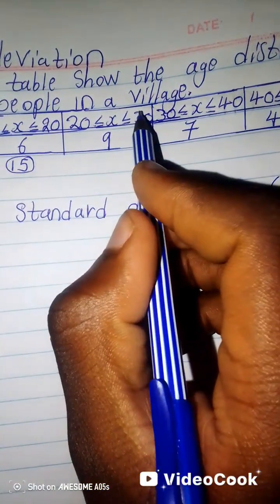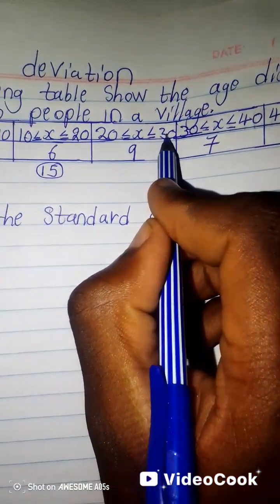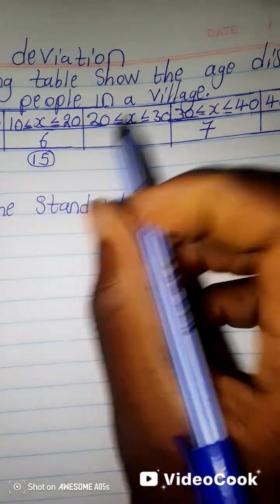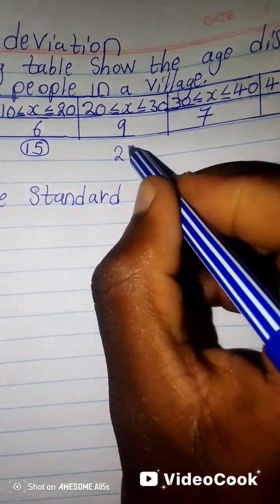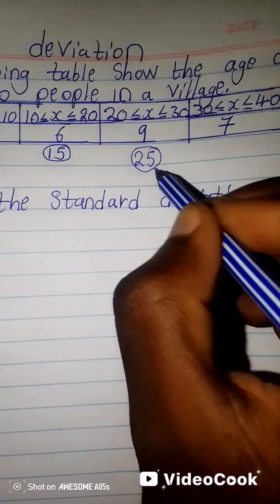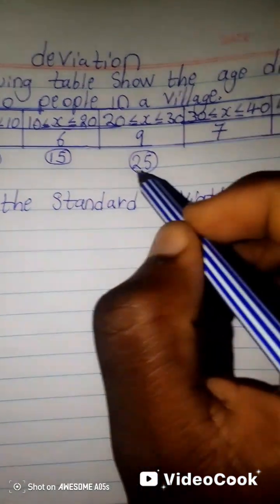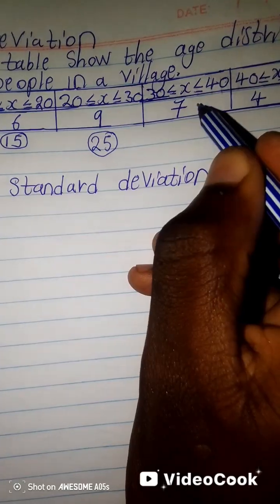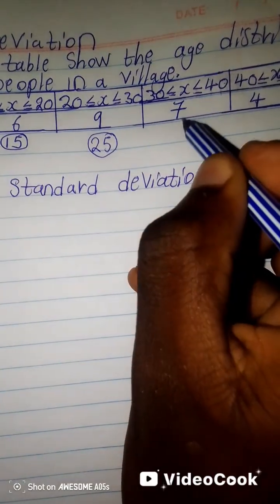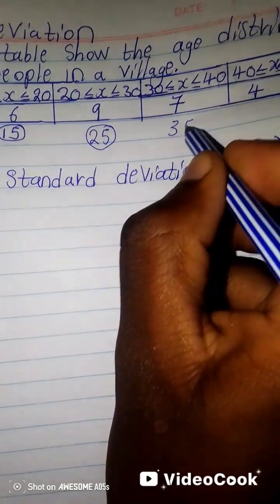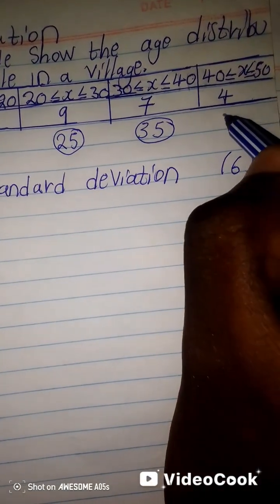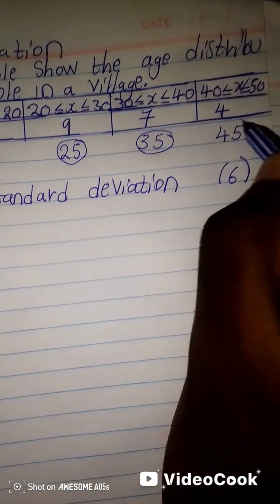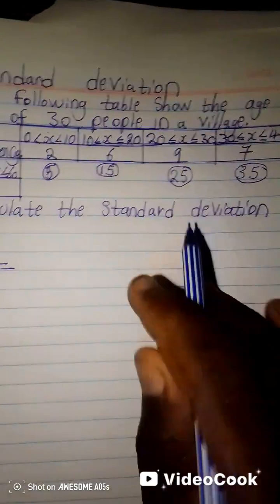20 plus 30, 50 divided by 2, we are getting 25. So these are the midpoints. 30 plus 40, 70 divided by 2, 35. 40 plus 50, 90 divided by 2, 45. So these are the midpoints.